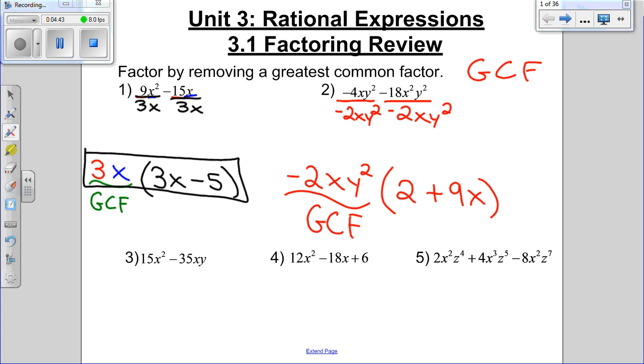Alright, we have 3 questions right here. Try all 3 on your own. You're just making a greatest common factor.